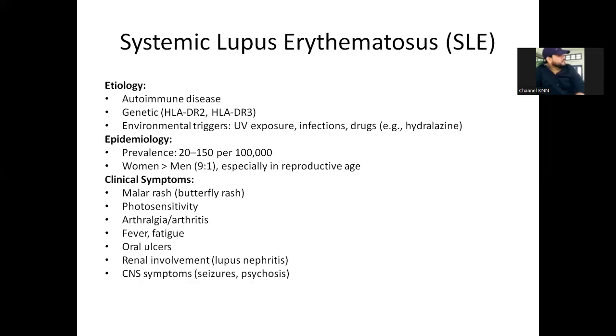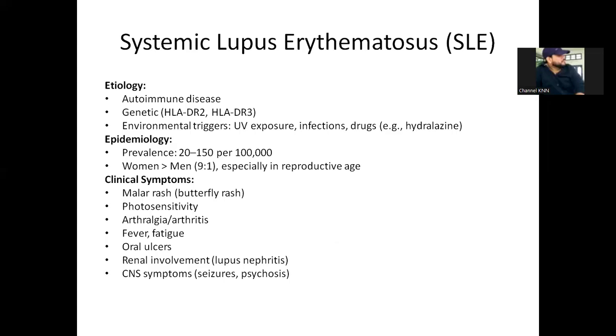Next, systemic lupus erythematosus. Systemic lupus erythematosus is another autoimmune disorder. It is mainly associated with genes like HLA-DR2 and HLA-DR3, and it is also caused by environmental triggers like UV exposure, infections, and drugs like hydralazine. Epidemiology: it is mainly present in 20 to 150 per 100,000 individuals, and women are more prone than men, especially in the reproductive age.